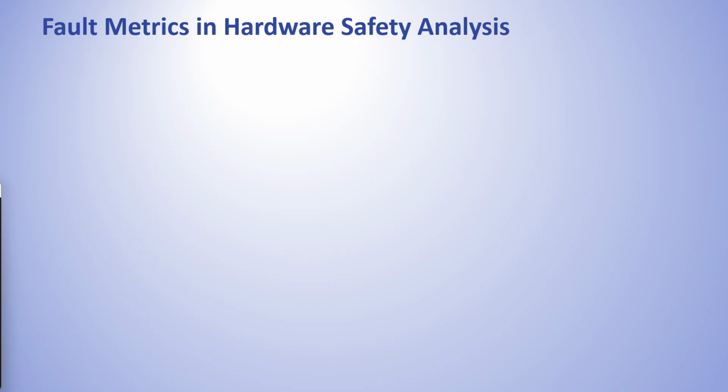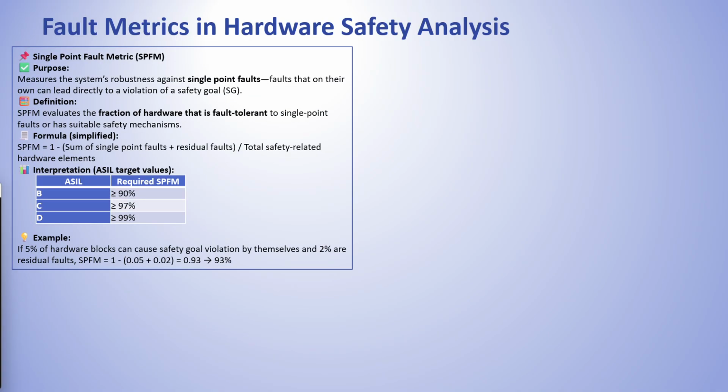Okay, let's talk metrics, the numbers. You mentioned SPFM and LFM. These sound like key measures of how robust the design is. Absolutely. This is Clause 8, Evaluation of Hardware Architectural Metrics. And yeah, it's crucial for ASIL B, C, and D. It uses two main metrics to judge the architecture's resilience against random hardware failures.